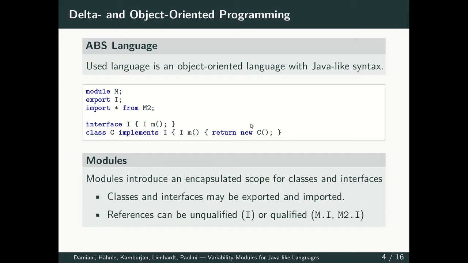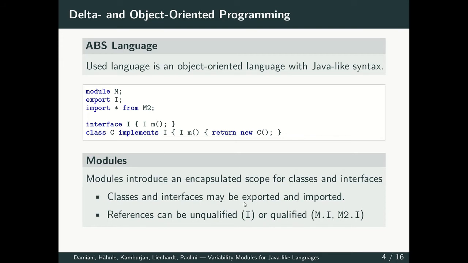So modules normally serve as encapsulated scopes. They're encapsulated because elements inside the module are hidden from the outside unless they're explicitly exported. And they're scopes in the sense that they're name scopes. So I can have multiple elements with the same name as long as they are in different modules. For example, I can have the interface I one time in module M and then one time in module M2. And now if I'm in a module where I'm able to use both of them, then I must make sure that I reference the correct one, and this is done with qualified references.